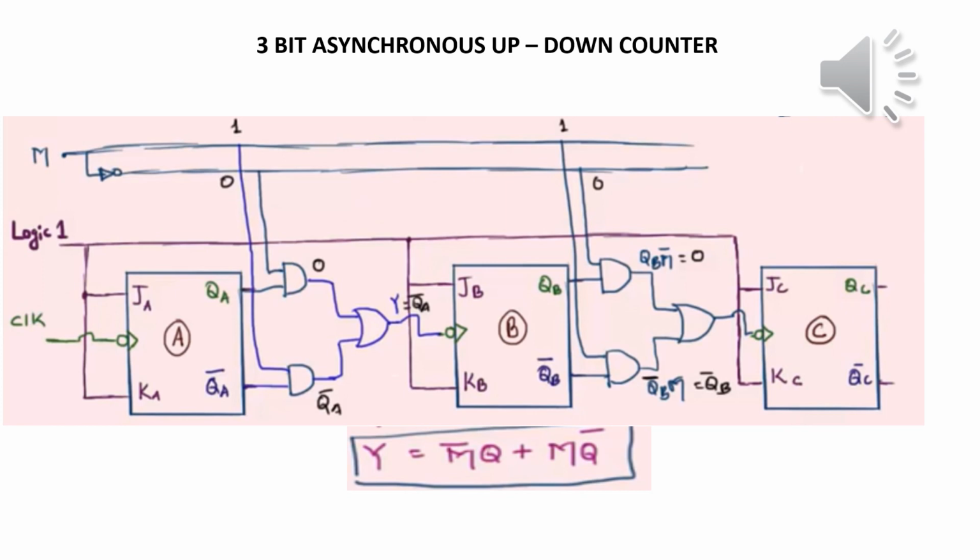If I want to design a 4-bit asynchronous up-down counter, one extra JK flip-flop and another combinational circuit should be implemented in the circuit diagram.